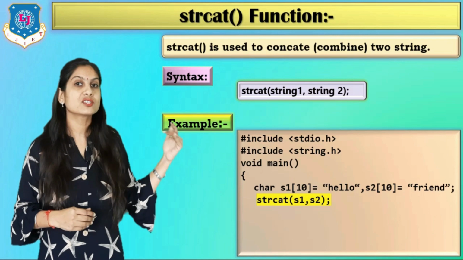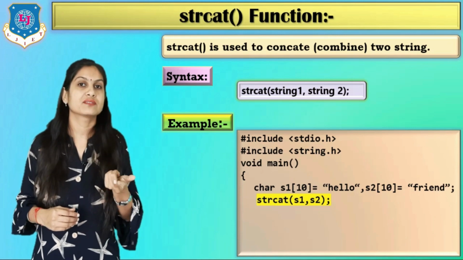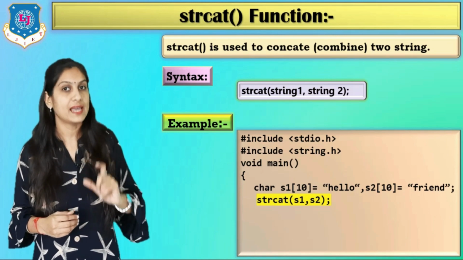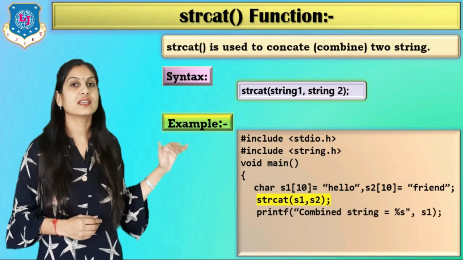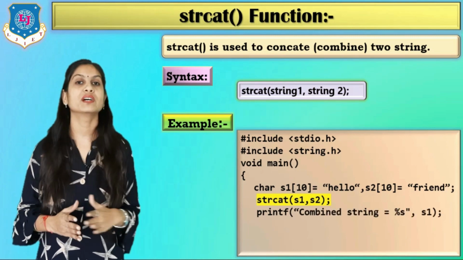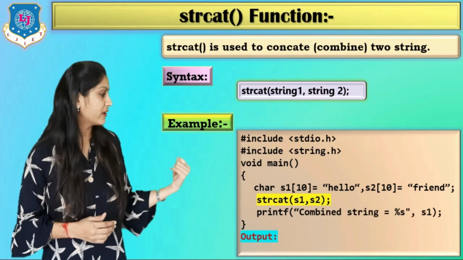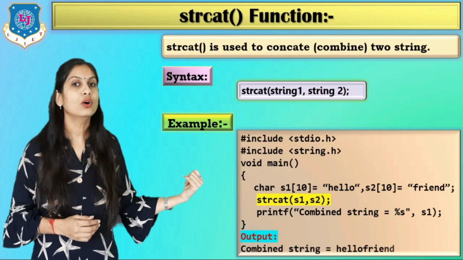And how it is stored? It is stored in a first string because the left side is s1. So just print the message the combined string equals percentage s, s1. So our output is hello friend.